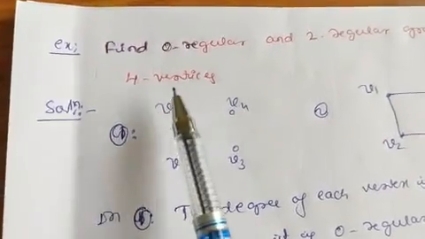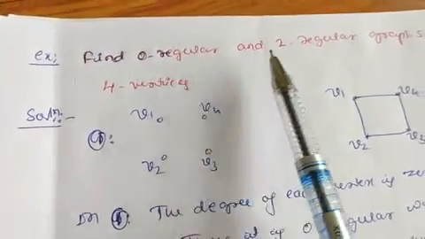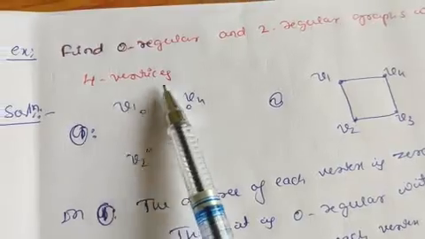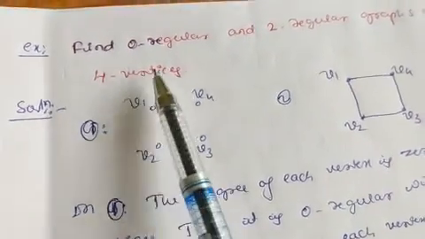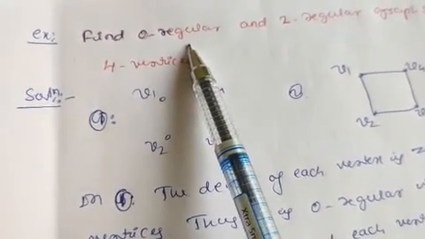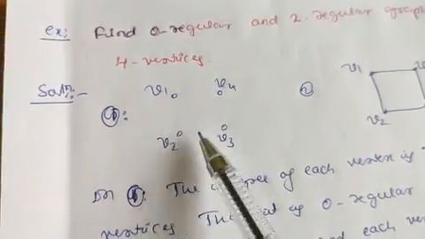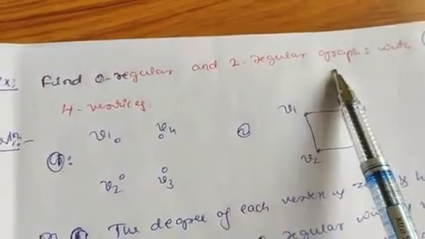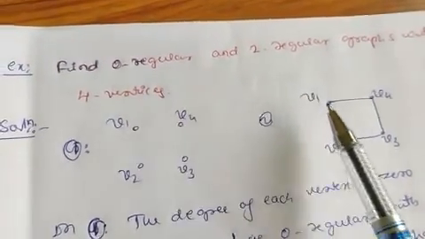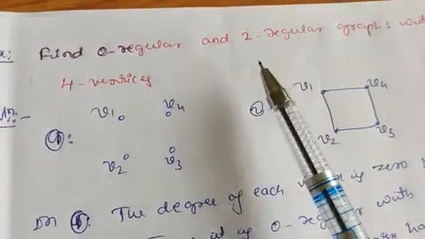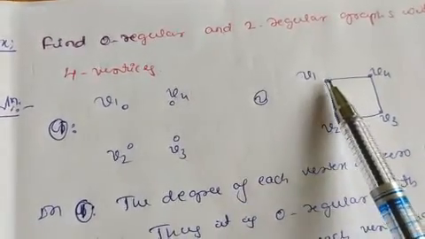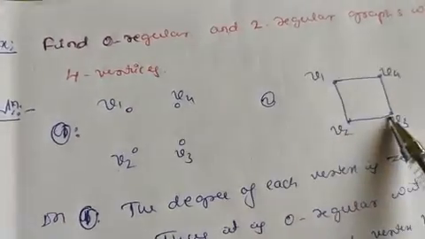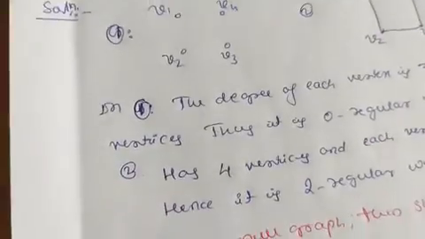Take one example. Find a 0-regular and a 2-regular graph with 4 vertices. First you have to draw 4 vertices. 0-regular means each vertex should have 0 degree, so these are all isolated vertices. And the second one is a 2-regular graph. First you take 4 vertices, and 2-regular means each vertex should have 2 edges, meaning degree 2. It is like this. Each vertex has degree 2. It is a 2-regular graph.